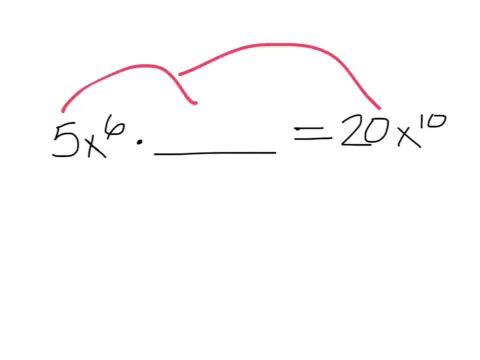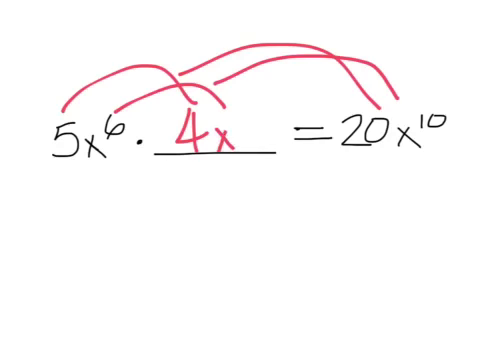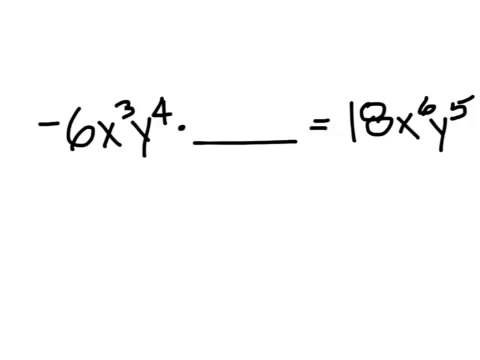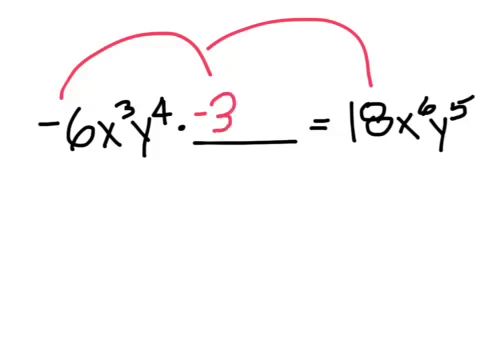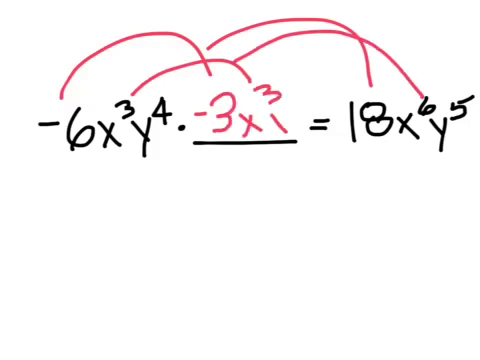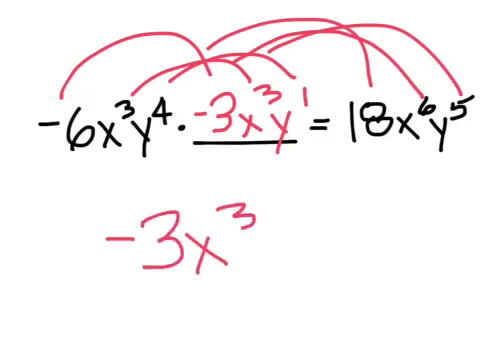5 times something is 20. 4, and then 6 plus something is 10. 4x to the fourth is the answer. Negative 6 times something is 18. Negative 3, and then 3 plus something is 6. And 4 plus something is 5. 1, so negative 3x to the third y.